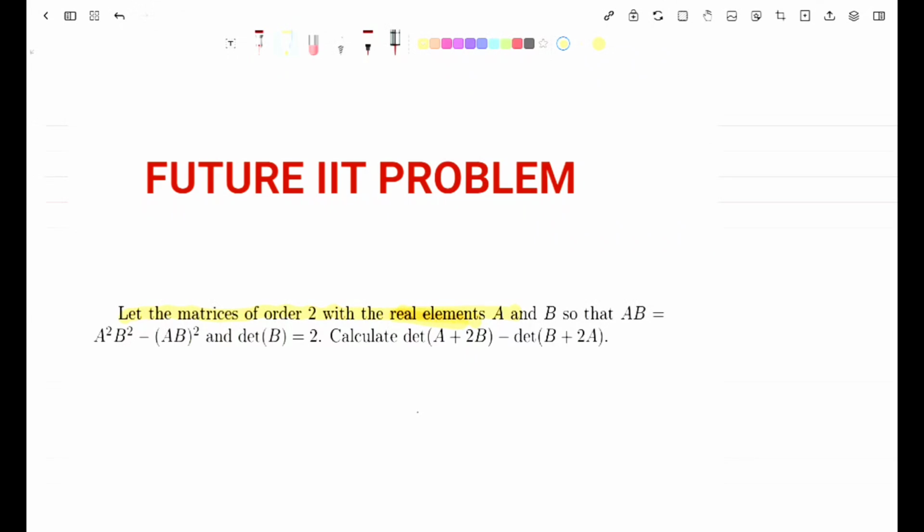That is of real elements, and these are the two matrices, and it is given that they satisfy the following relation, that is AB equal to A squared B squared minus AB whole squared, right? And the determinant of B is also given to us as 2. Now we need to calculate the value of the determinant of A plus 2B minus B plus 2A, right?